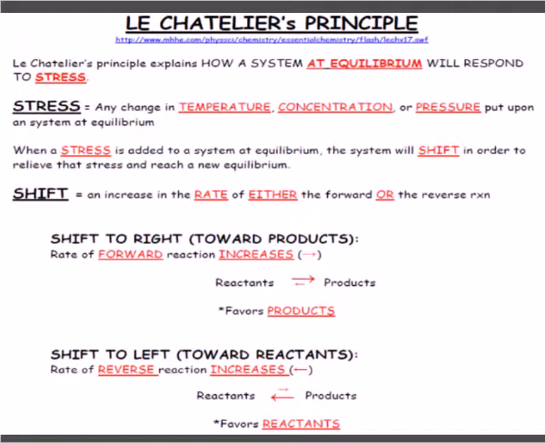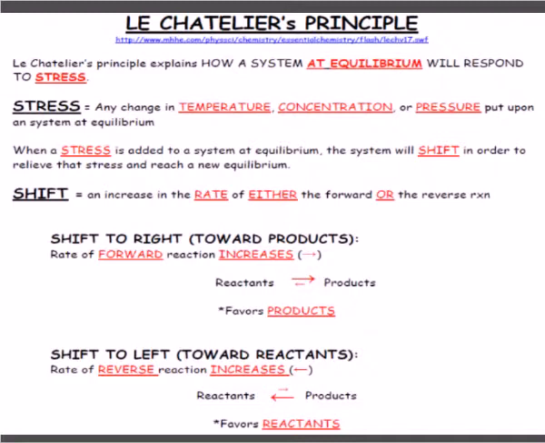All right, it's showing us how it's going to respond to stress. There's different types of stress. They can be any change in temperature, concentration, or pressure when you put them on a system. So you've got that closed system, it reaches equilibrium, and then it just kind of stays stationary. Well, if we put something else into the system, we've got to see what would happen. And that's what we're looking for.